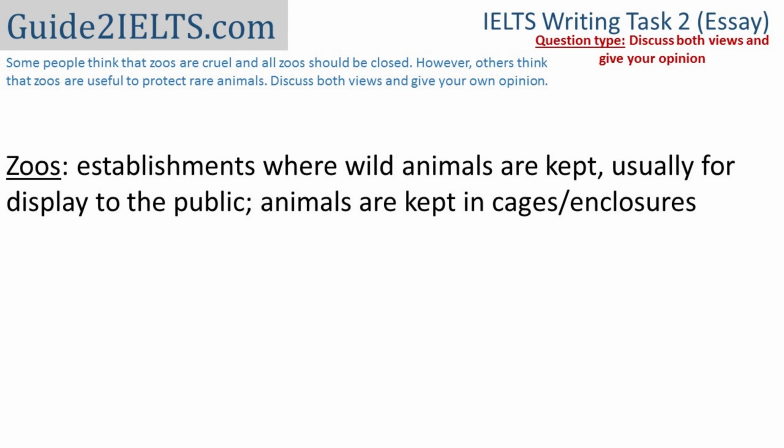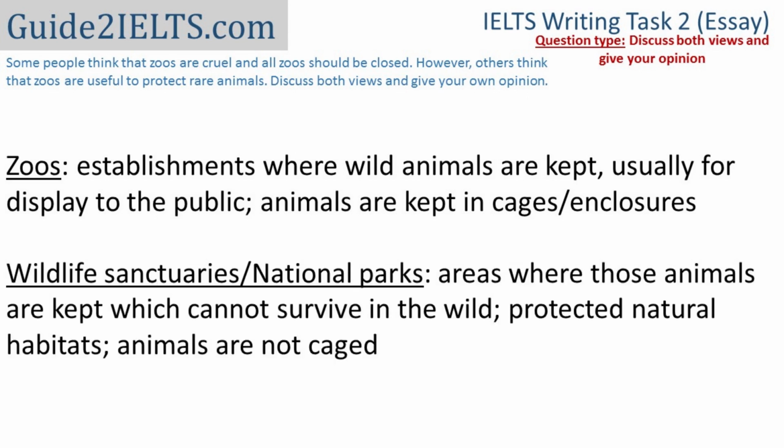Zoos are a place or an establishment where wild animals are kept, usually for display to the public. In zoos, animals are kept in cages or enclosures. However, zoos are different from wildlife sanctuaries and national parks, where only those animals are kept which can no longer survive in the wild. And national parks and wildlife sanctuaries are protected natural habitats.